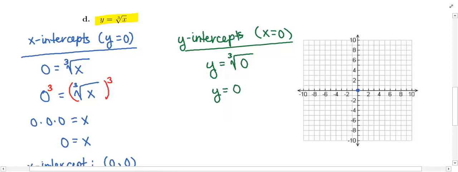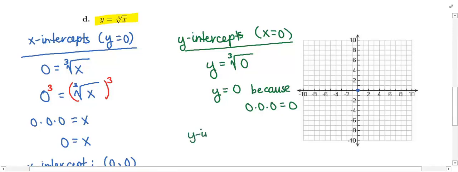The cubed root of 0 is 0 because 0 times 0 times 0 is equal to 0. If you take 0 and multiply it by itself 3 times, you're going to get 0. So the y-intercept is going to be 0.